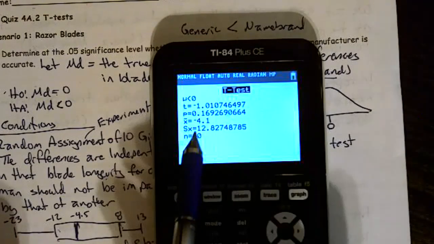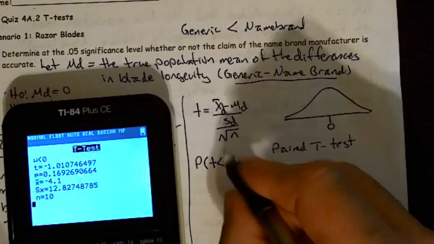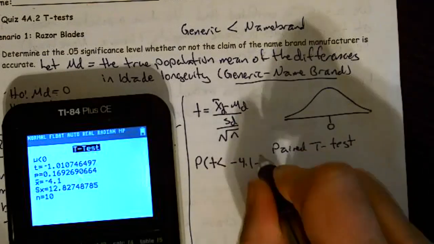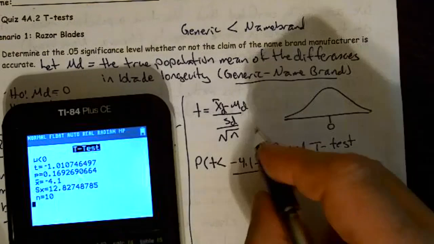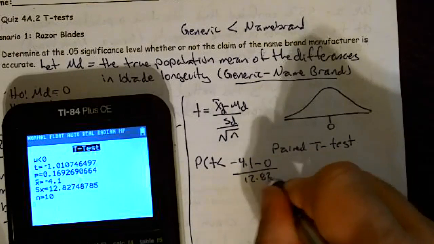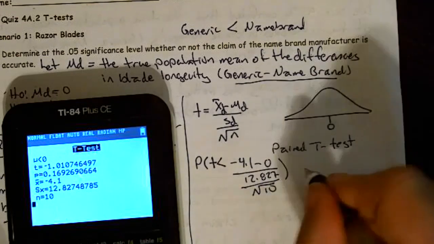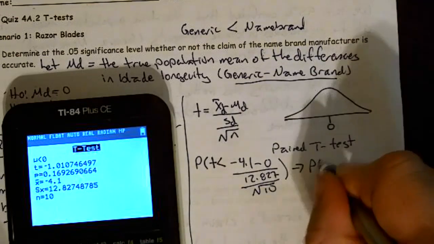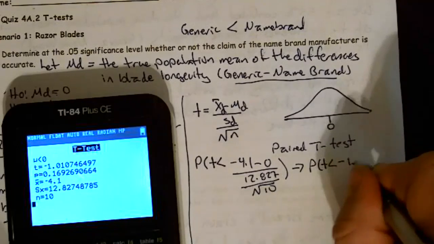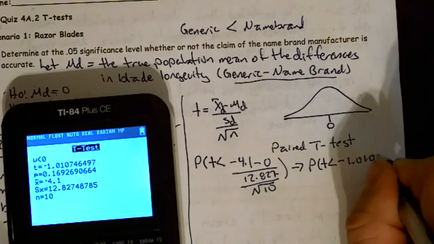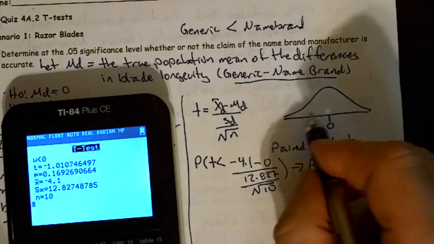So now I have my x̄. The x̄ of D is going to be negative 4.1, minus my mean. Well, the mean was the claim of 0. My standard deviation is 12.827, and the sample size was 10. And that gives me the probability that T is less than, we always have to have that, negative 1.0107.